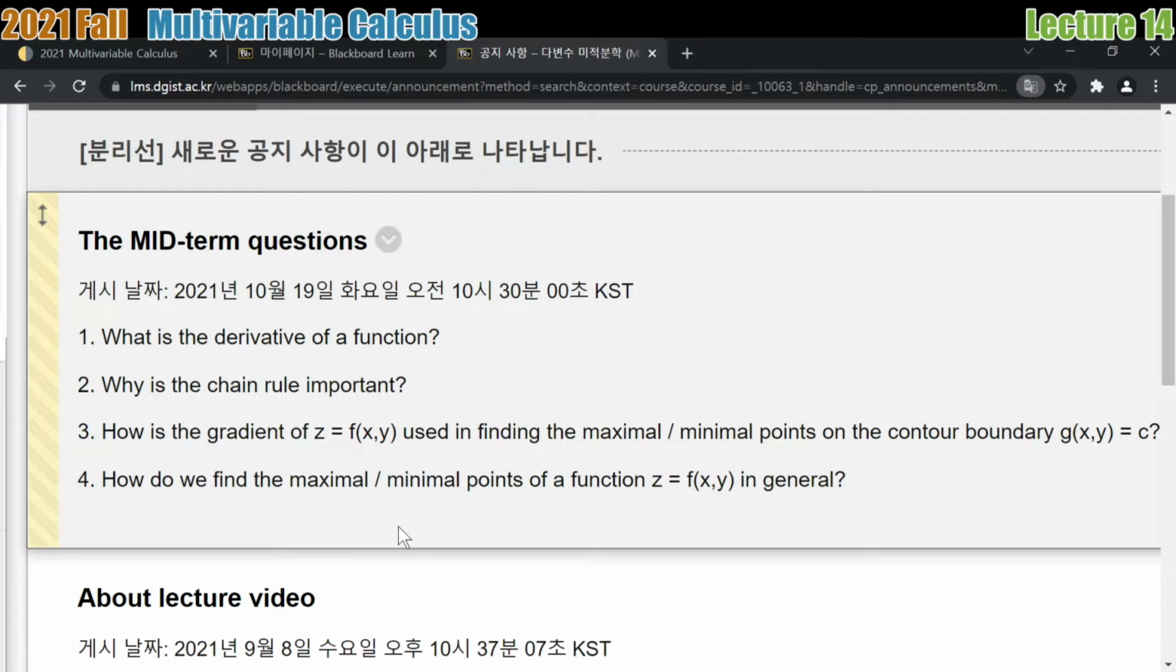So in a single variable case, the boundary is just two points. So it's simple. But in a two-dimensional or two-variable function, you cannot simply compare the value on the boundary with the local maximum or local minimum. You have to find along this boundary where you take the maximum or the minimum, and then you can compare these finite values. The largest one is the global maximum, and the smallest one is the global minimum.